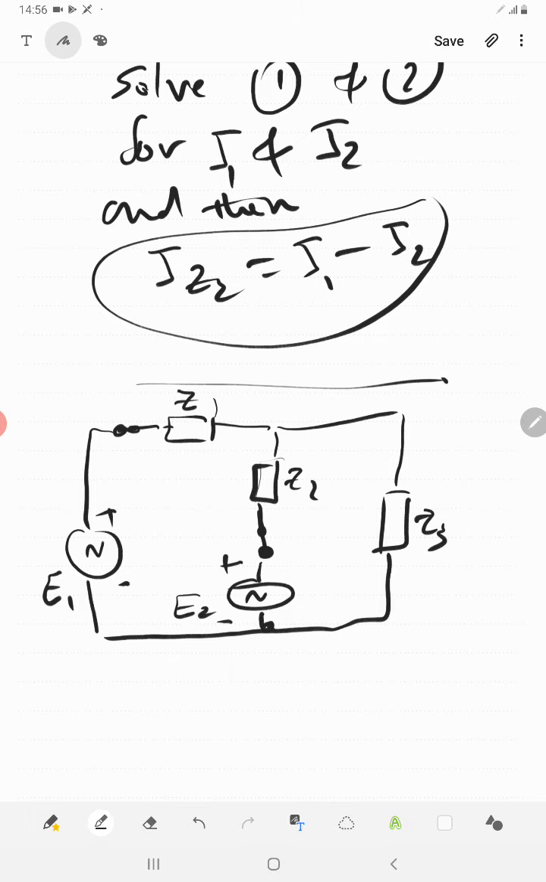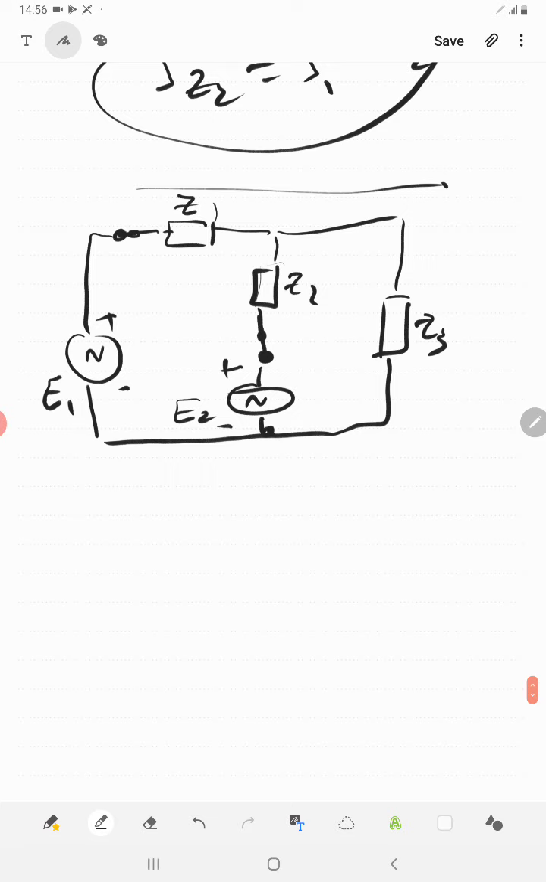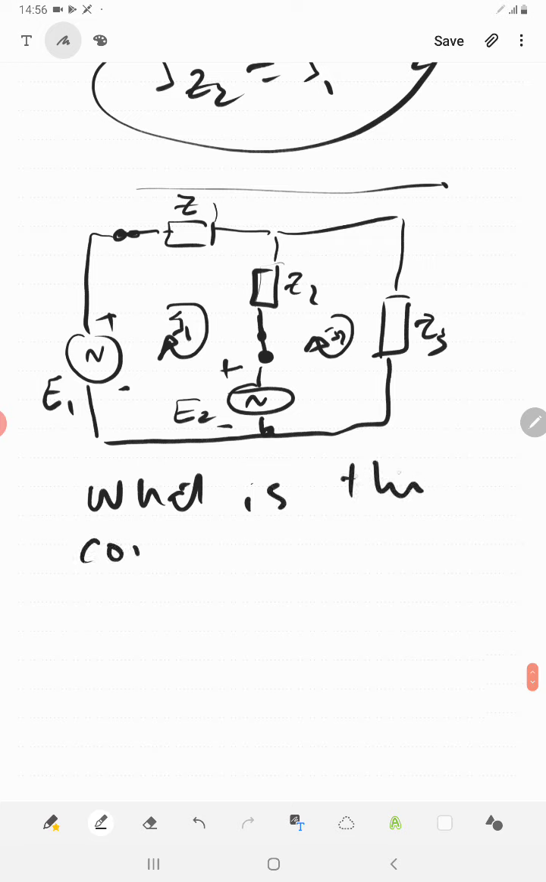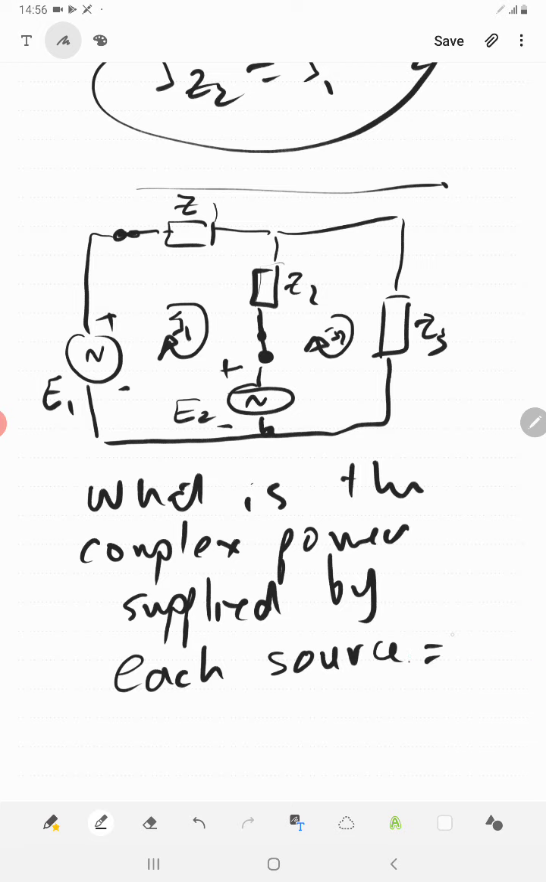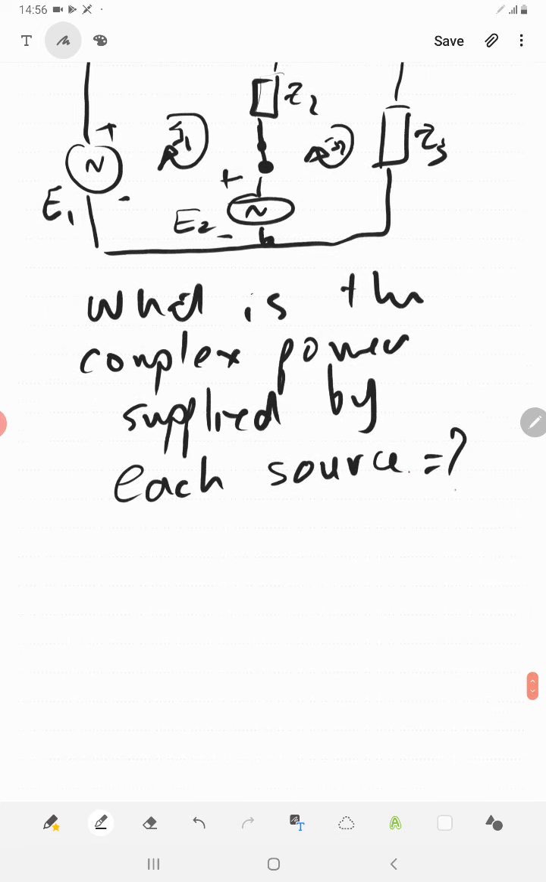Okay? Now assume we have determined I1 and I2. What is the complex power supplied by each source? We want to determine the complex power supplied by each source.